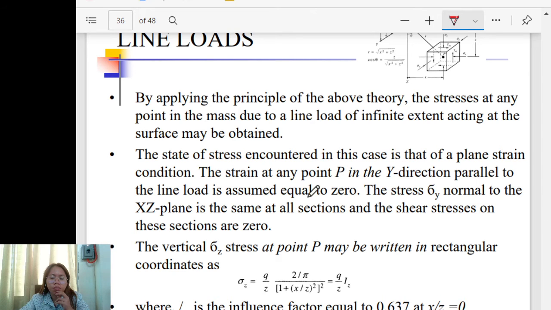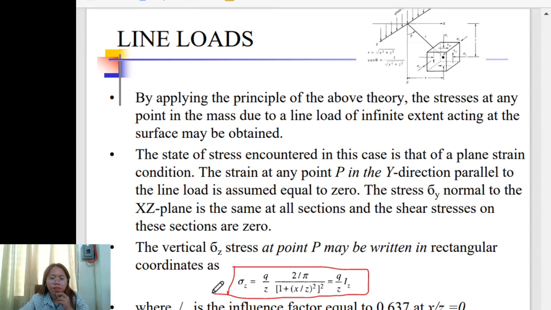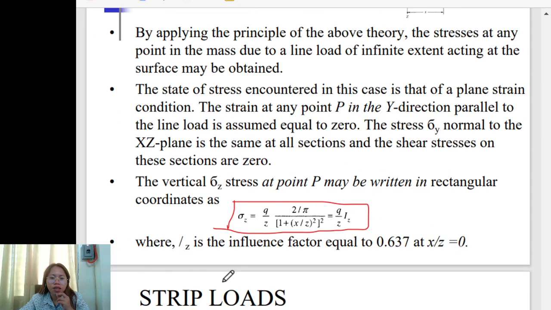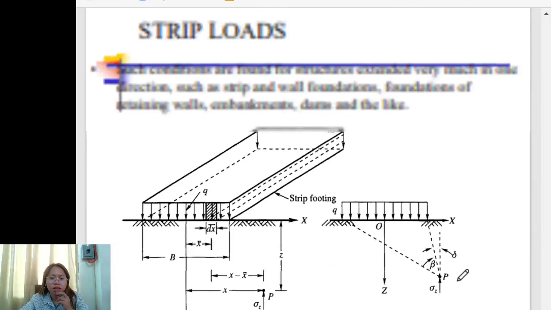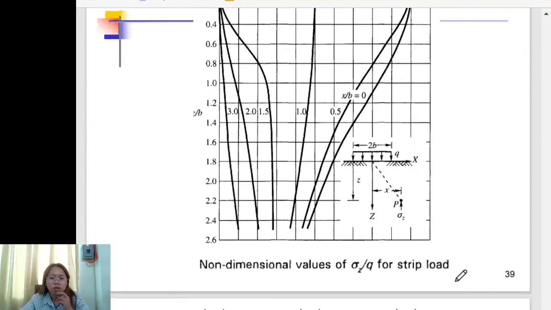The stress sigma y normal to the xy plane is the same in all directions, in all sections, and shear stresses in these sections are 0. The vertical stress at that point, at point P, may be written in this formula, no? Where I sub z is the influence factor equal to 0.673 at x over z equal to 0. So we have here a strip load.